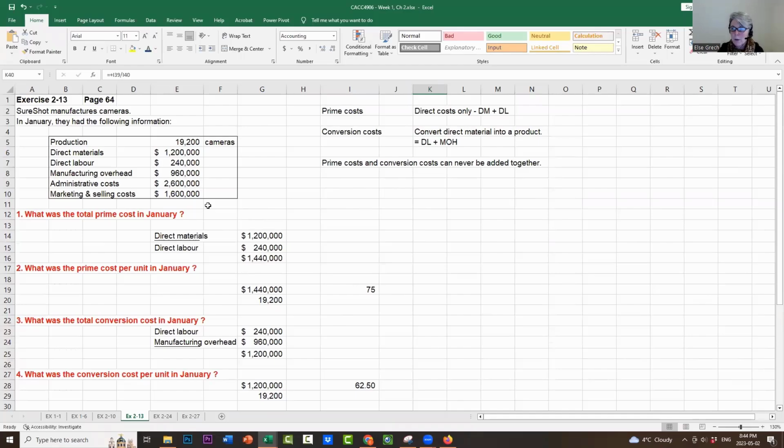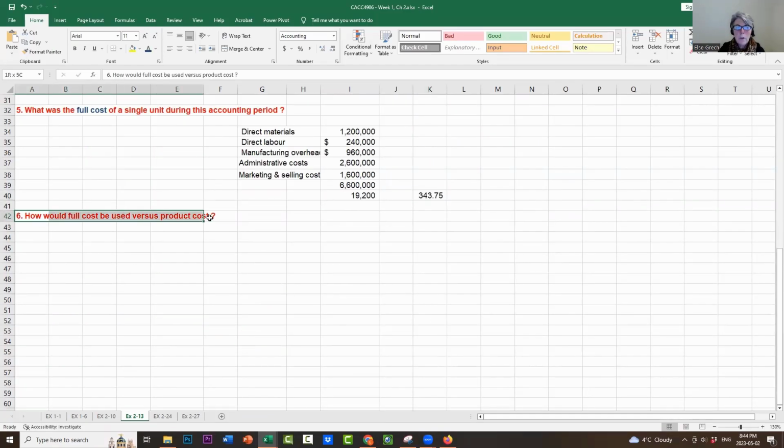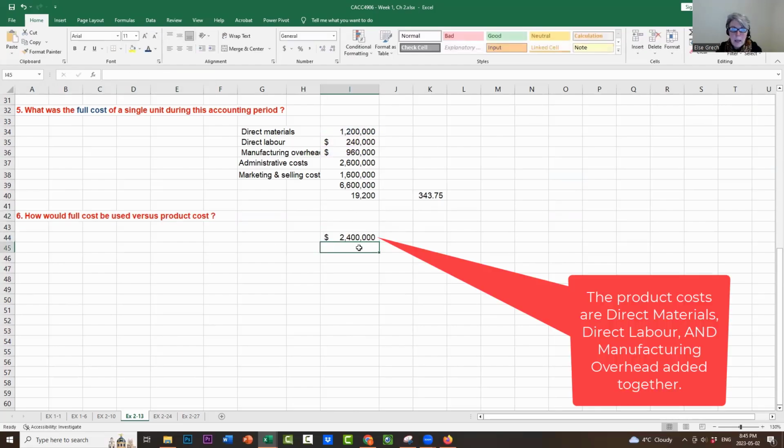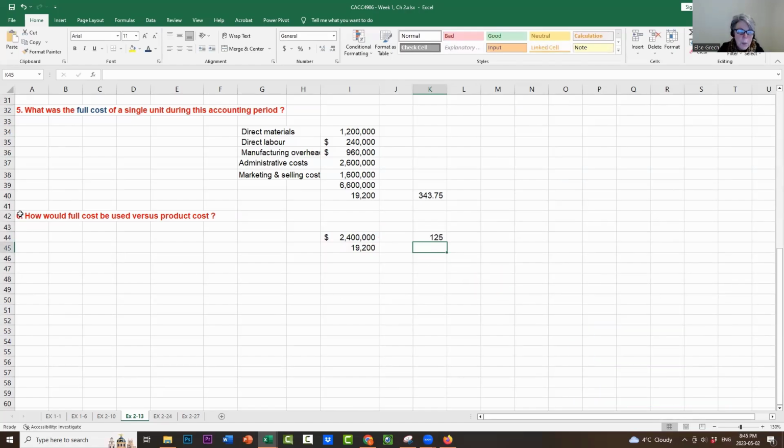If we sell it for this amount, we will cover 100% of the costs here, but we will make no profit whatsoever. How would full cost be used versus the product costs? If we look at the product costs and then we look at the number of units, the actual product cost is $125. So when would we use the full cost? We use the full cost in order to determine how we price our product. If we use this to price the product, then we know we're going to make a profit.